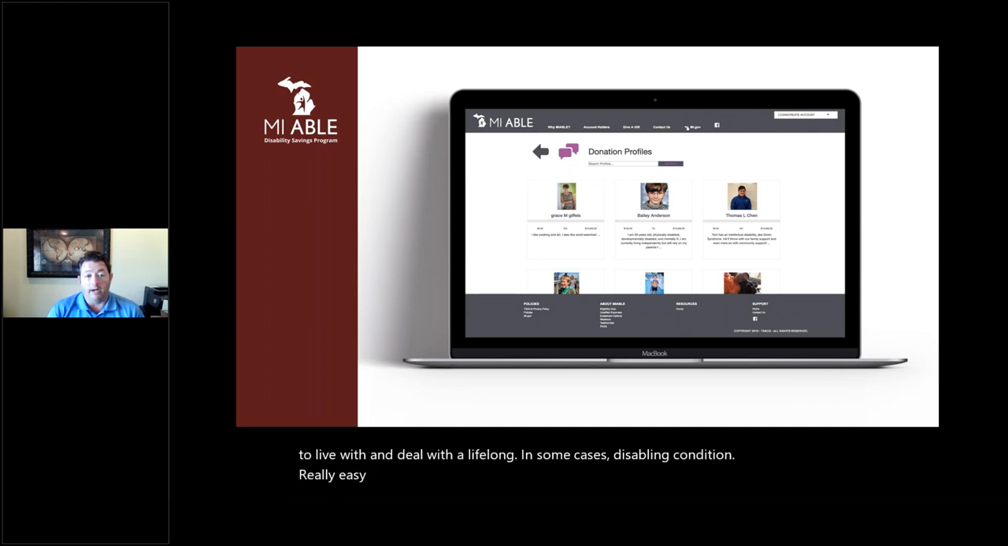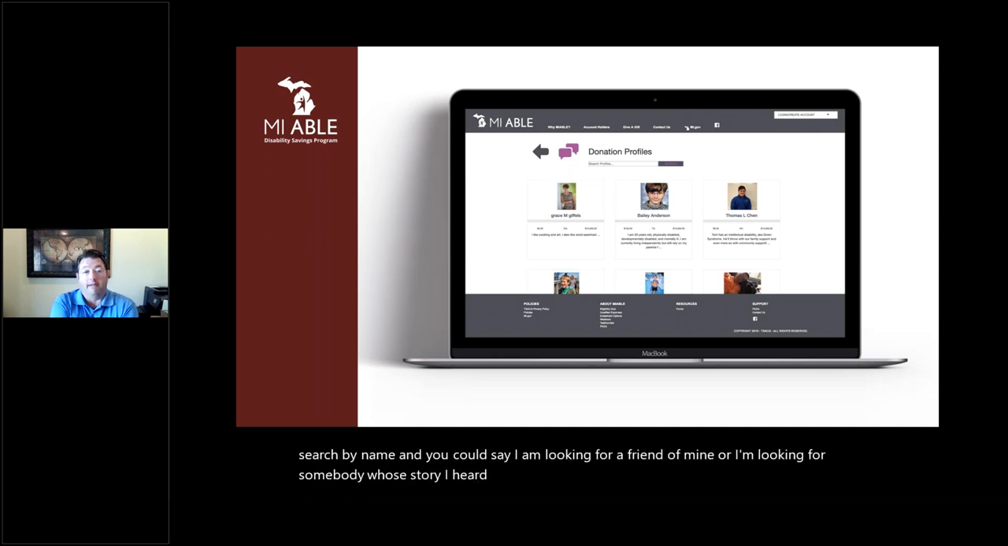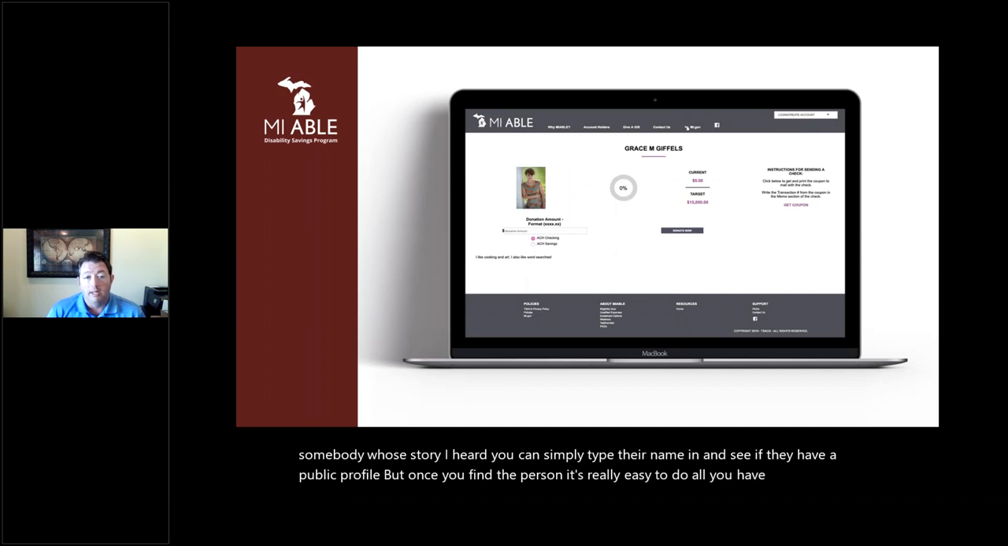Once you have, you can scroll through all of the profiles. There are thousands of them, so it may take you a while to look through them all. Or you can search by name, and you could say, I'm looking for a friend of mine, or I'm looking for somebody whose story I heard. You can simply type their name in and see if they have a public profile. Once you find the person, all you have to do is click on their name. It pulls up their profile. It tells you how you can make a contribution.